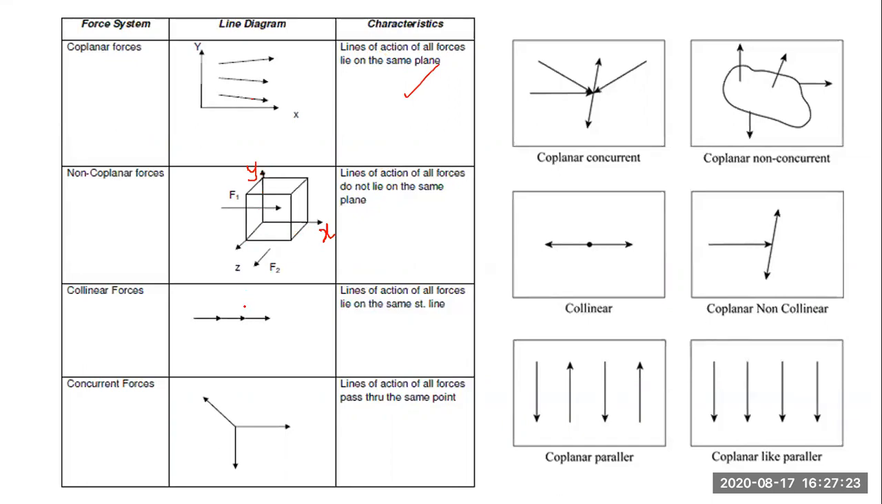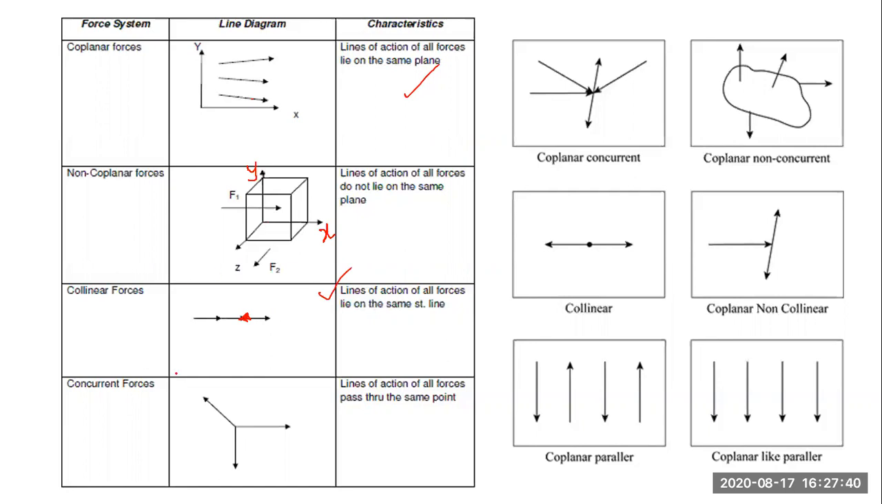Collinear, if they are in the same direction, like. If one force is in the opposite direction, unlike. And the remaining are the same. For the characteristics, the lines of action of all the forces lie in the same straight line.